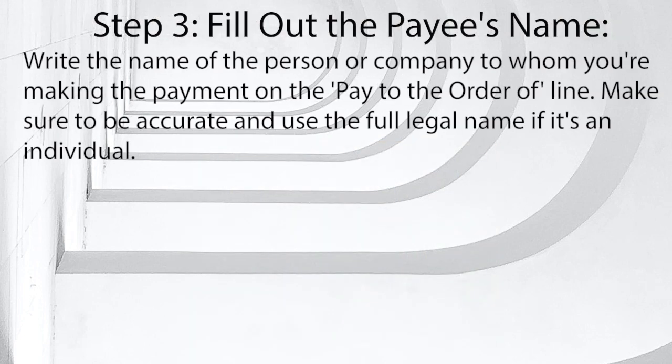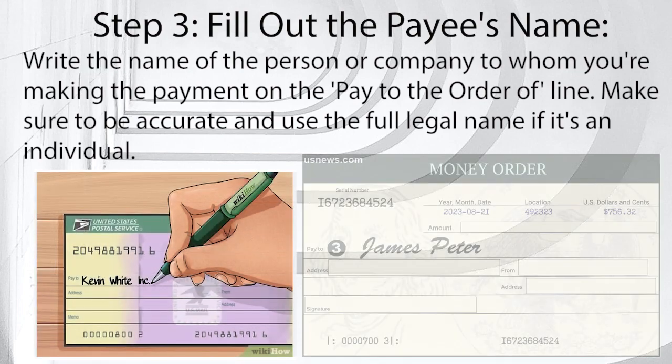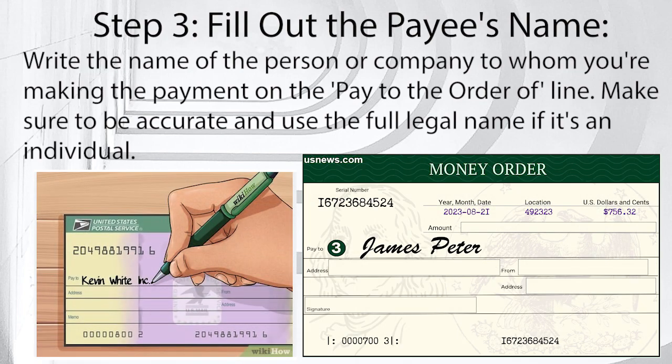Step 3. Fill out the payee's name. Write the name of the person or company to whom you're making the payment on the pay to the order of line. Make sure to be accurate and use the full legal name if it's an individual.